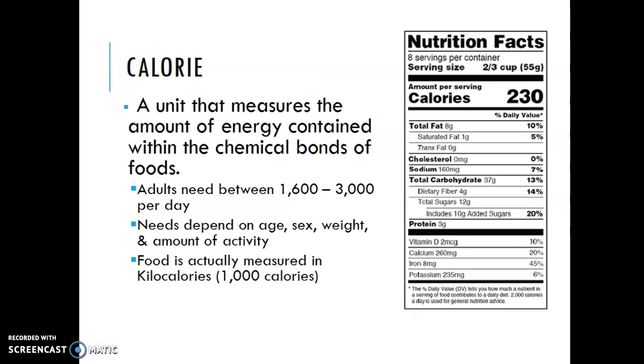So first off, a calorie is that unit of measure of energy contained within our food. So when we break the bonds of our food down through digestion, we are going to be releasing that energy. And typically, adults need between 1,600 and 3,000 calories per day. This varies based on your gender, your age, how much you weigh, and then how much activity you do.